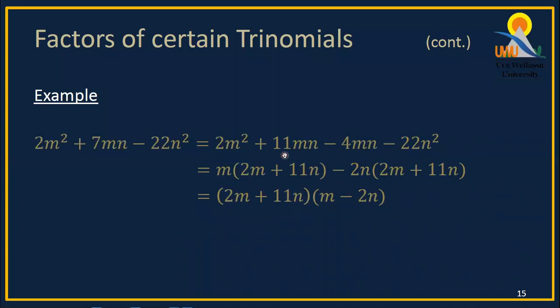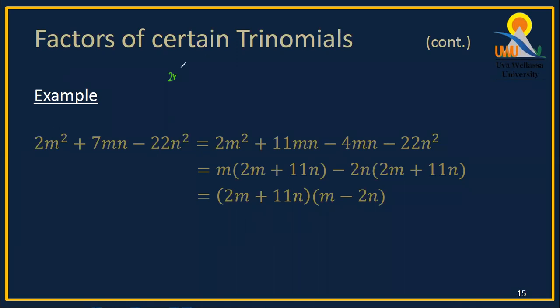This is another example included. So far we have discussed examples where the coefficient of the quadratic term was 1. Now here we can see that there are two quadratic terms included in this expression. Therefore, if it is a trinomial, we have to follow the same procedure that we discussed previously. First, we will have this expression.